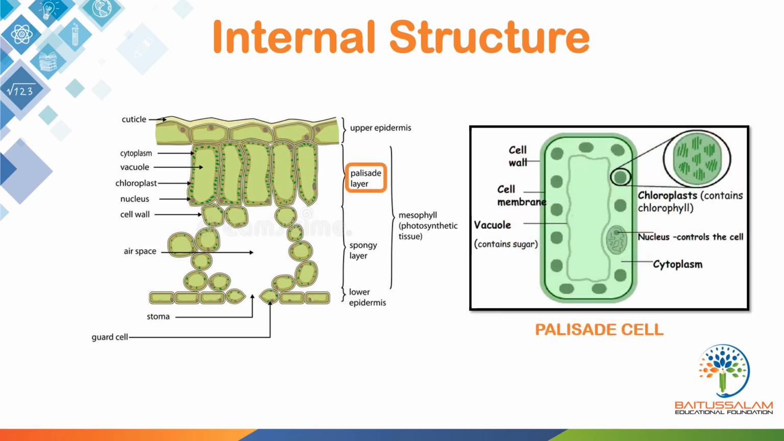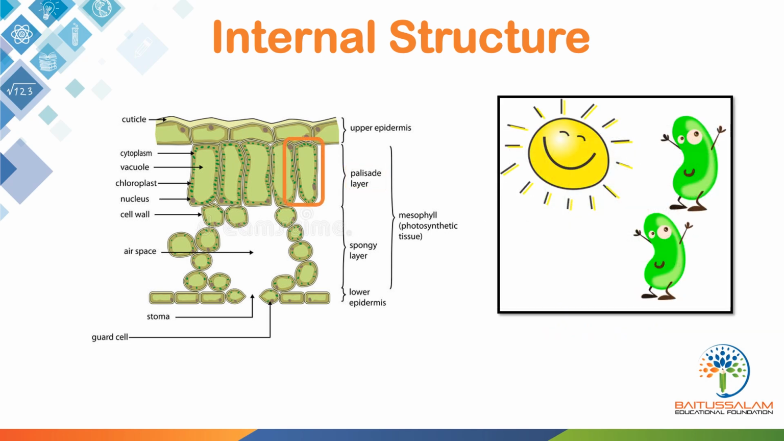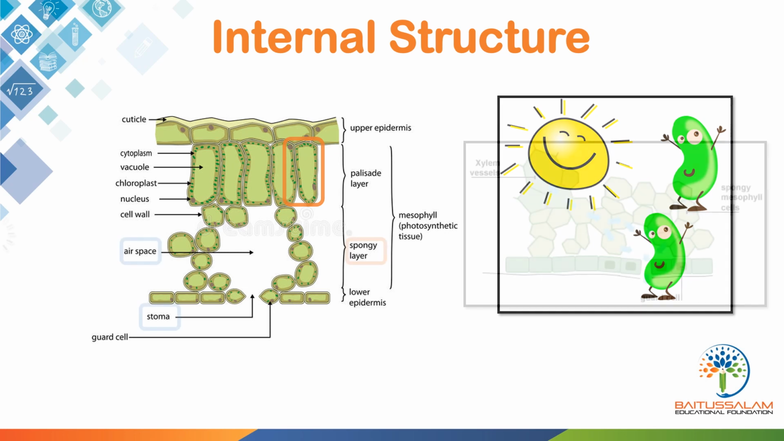Palisade mesophyll cells are columnar in shape and closely packed. They contain a lot of chloroplasts to increase absorption of sunlight for photosynthesis.